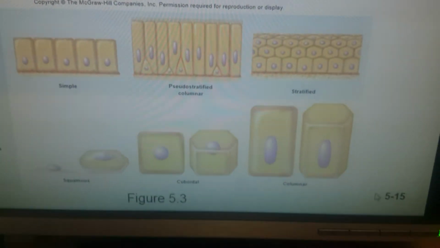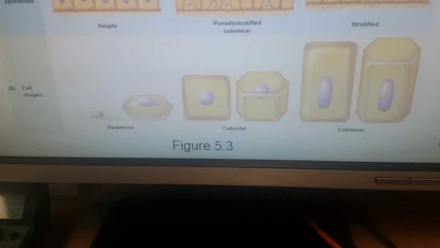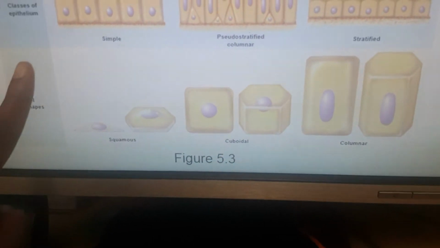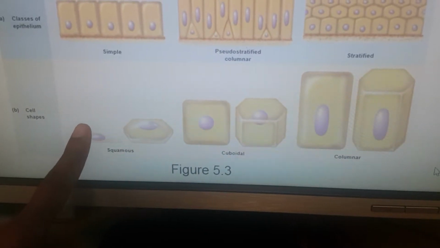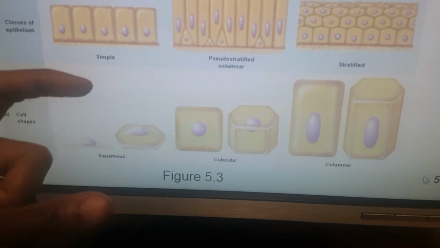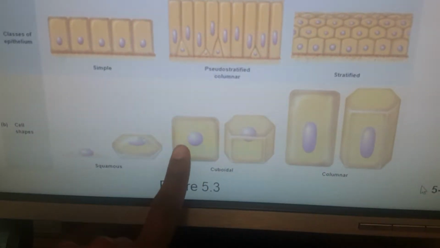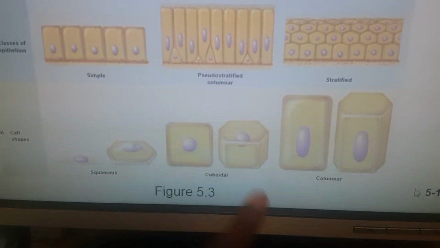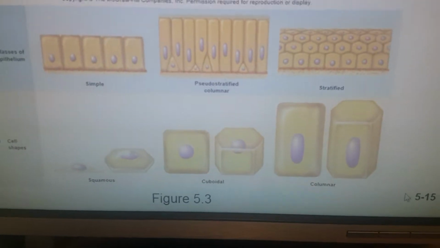So with both of these tissue types, they have differences in the shapes that make up those tissues. There's squamous, our little flat egg-shaped cells. This is the side view, and this is a closer, slightly tilted 3D view. Then cuboidal, equally as wide as it is tall, and then columnar, where it's more tall than it is wide.